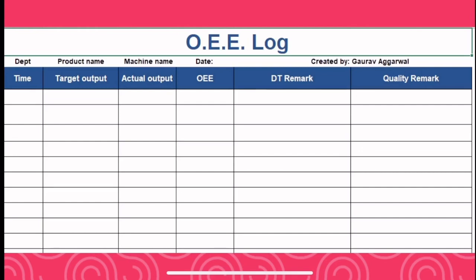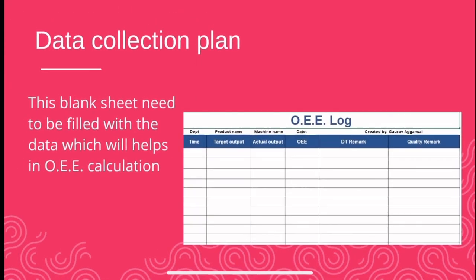OEE, from the first lecture, if you recall, the OEE will be actual output divided by target output. And then DT remarks. DT remarks are the downtime remarks. If there is a downtime, we can mention it here. What are the kinds of downtimes we have already discussed in the previous lecture. And the quality remarks. Whatever quality rejects are there, we can mention them here, and they will come with the remark of the quality. This is about our OEE log sheet.